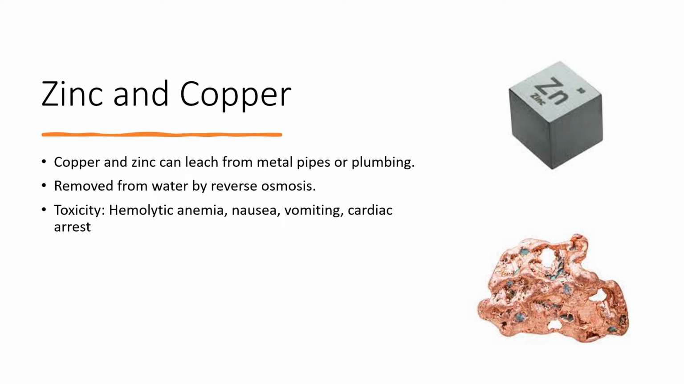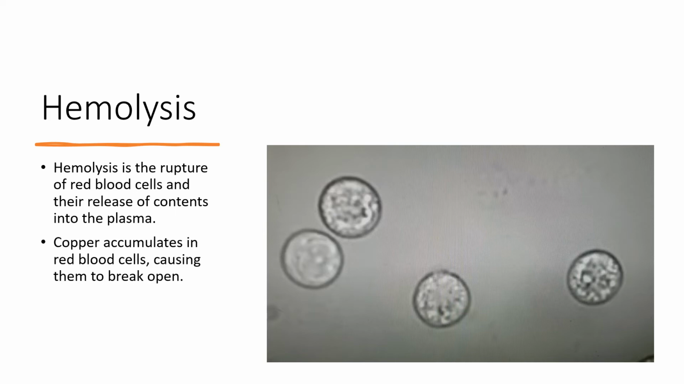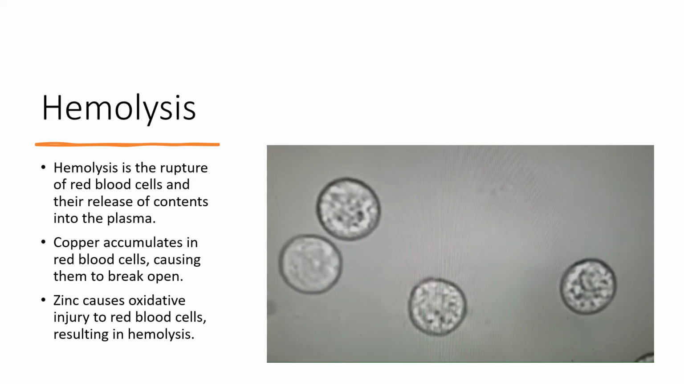Let's talk about hemolytic anemia. Hemolysis is the rupture of red blood cells and the release of contents into the plasma. In the case of copper, it accumulates inside of red blood cells, causing them to break open. With zinc, it causes oxidative injury to the red blood cells, resulting in hemolysis.